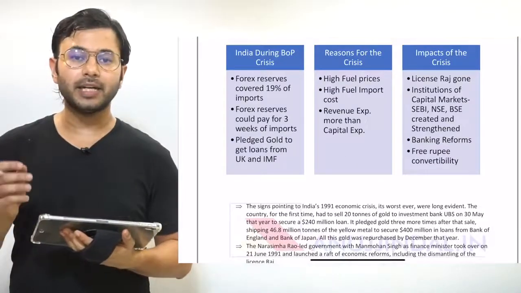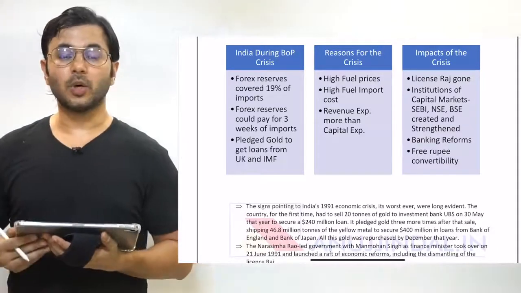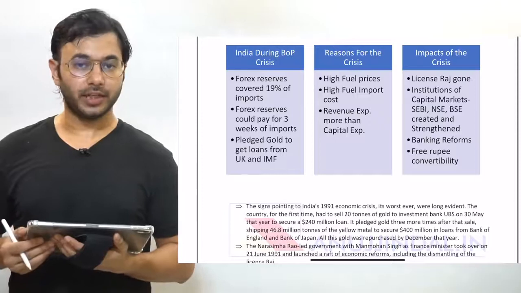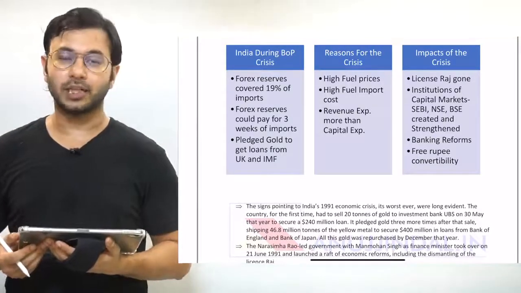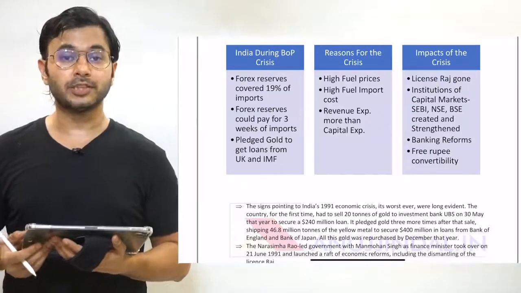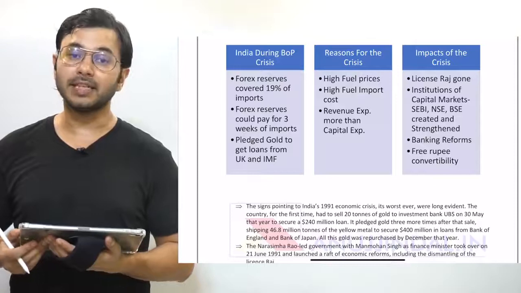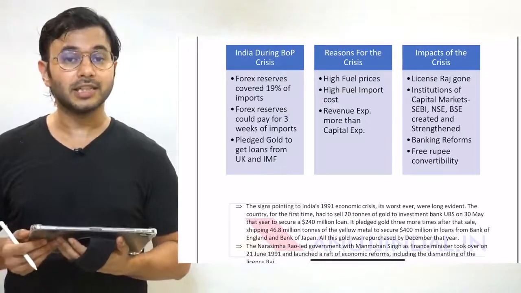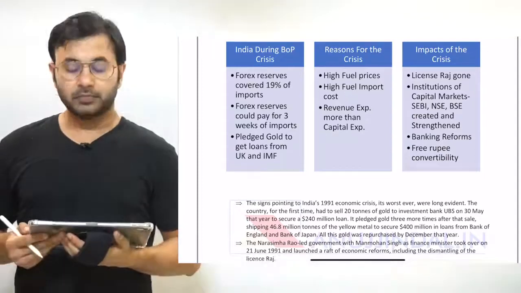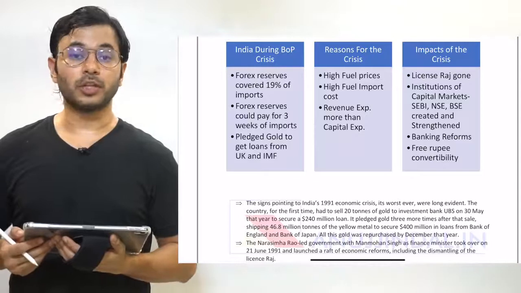So what were the immediate reasons for the crisis in 1991? The major reason was high fuel costs for India. India was importing the majority of its fuel needs from countries around the world. As the fuel prices hit the roof, the Indian economy dived low. At the same time, as I said, we were investing our earnings in revenue expenditures rather than in capital expenditures. That meant no recurring incomes for India in the long run, and therefore the crisis.